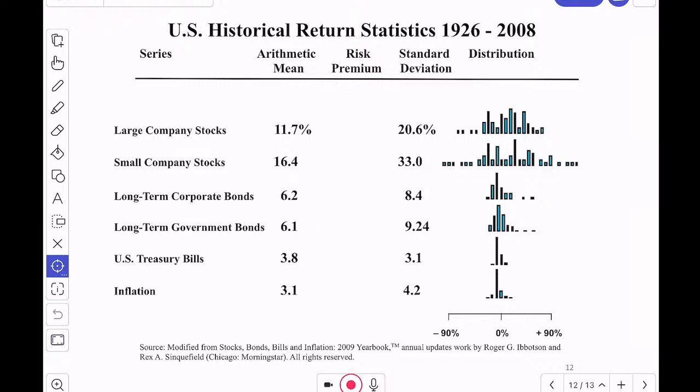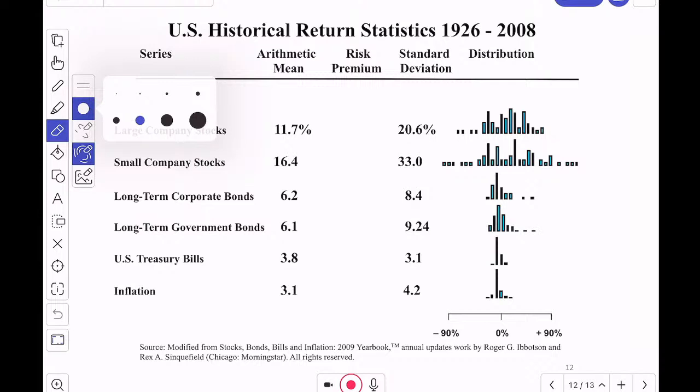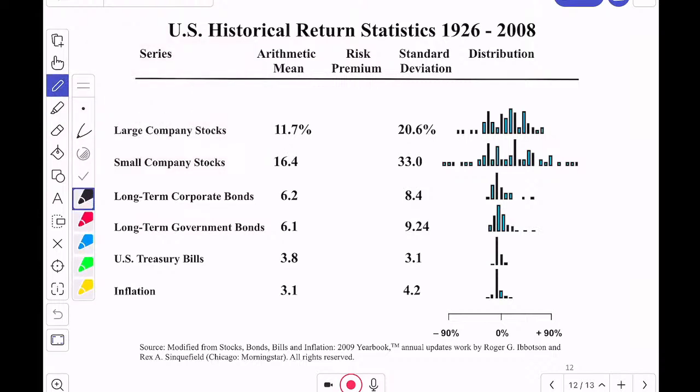Okay, so what we're going to do here is talk about something known as the risk premium. This is a measure of the additional return that incentivizes these assets to exist, or for investors to actually invest in them.